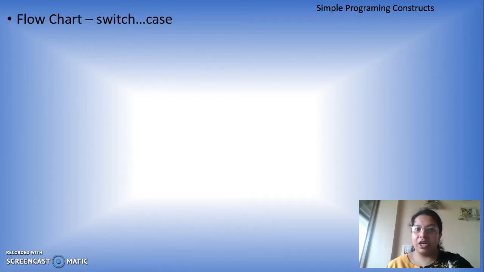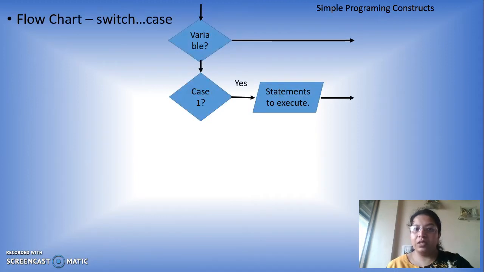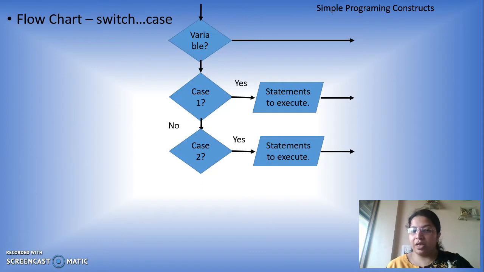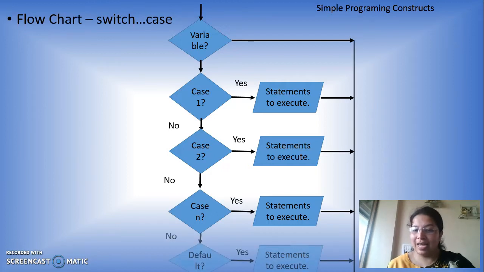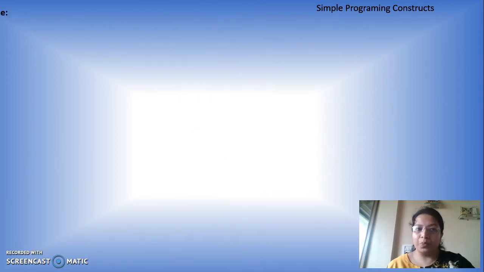This is the flowchart of the switch case. First, it will check if case 1 is true. Then it will execute the statement. If no, it will check for case 2. If no, it will check the next one. Similarly, it goes on checking till case n. If nothing is true, it will execute the default one and come out of the loop.